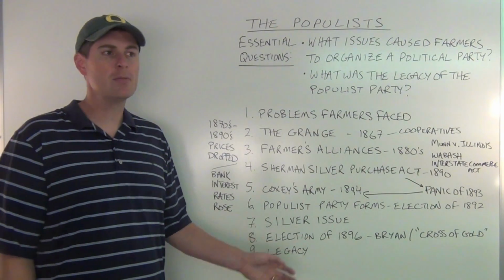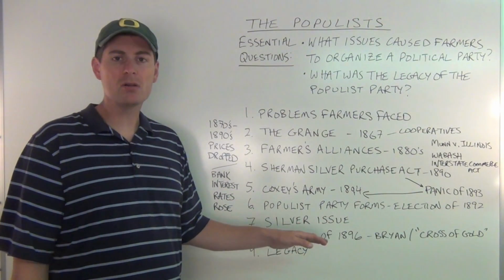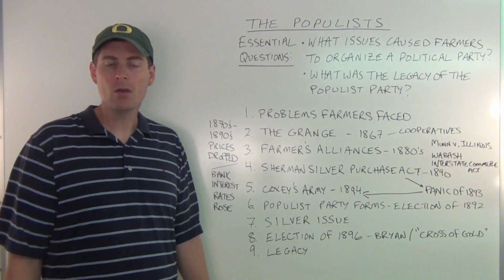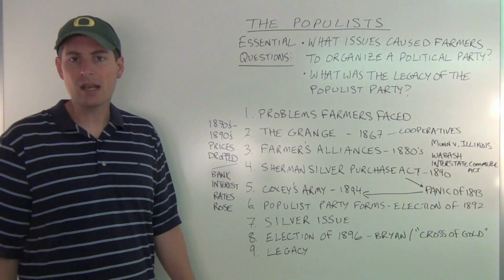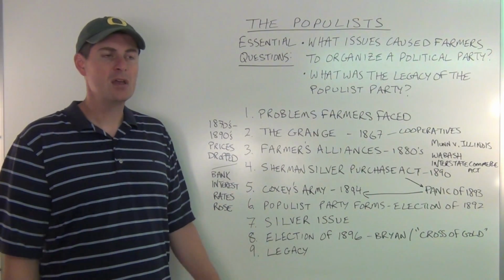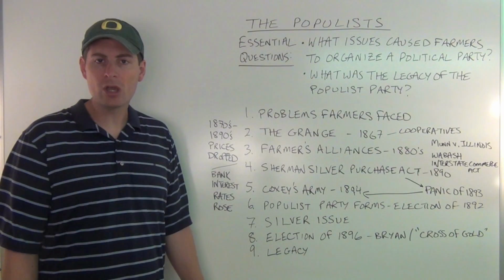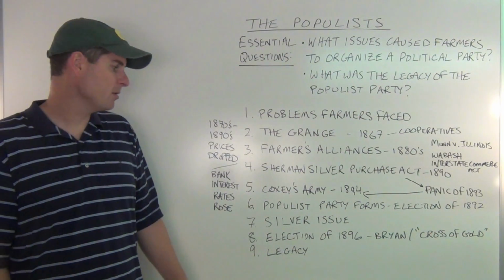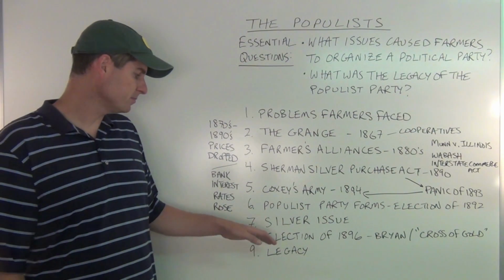But they even said more direct democracy. We want to have a direct primary. We want to have direct election of senators. We want to have initiative and recall powers. So more direct democracy for citizens.